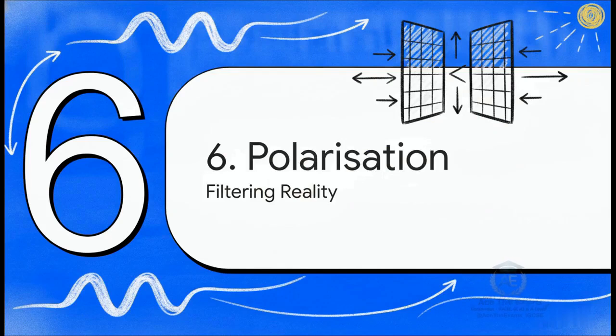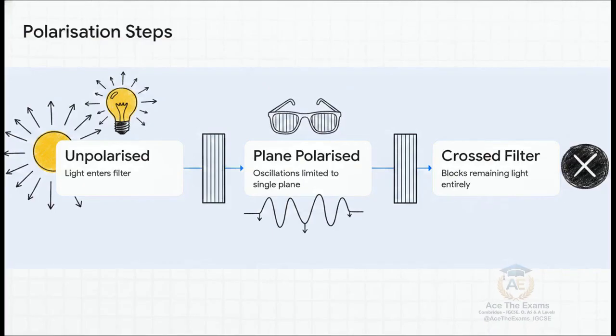Finally, we reach our climax in Section 6, polarization and light. This is where we learn how to filter reality. You see, most light sources, like the sun or a standard light bulb, produce what we call unpolarized light. This means the electric and magnetic fields are oscillating in multiple random planes all at once. But because electromagnetic waves are strictly transverse, we can filter them. Passing that chaotic light through a specific plastic polarizing filter forces the oscillations into a single uniform plane. The wave is now plane polarized.